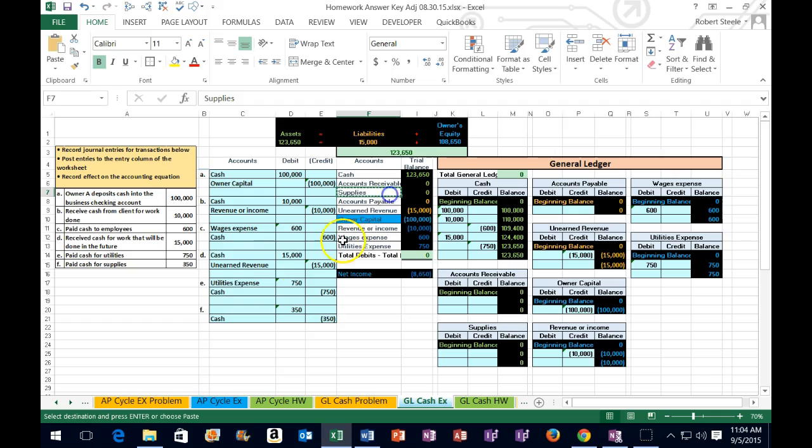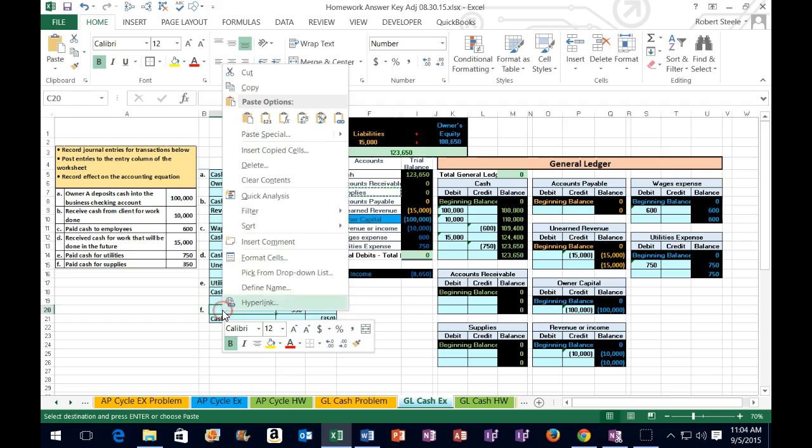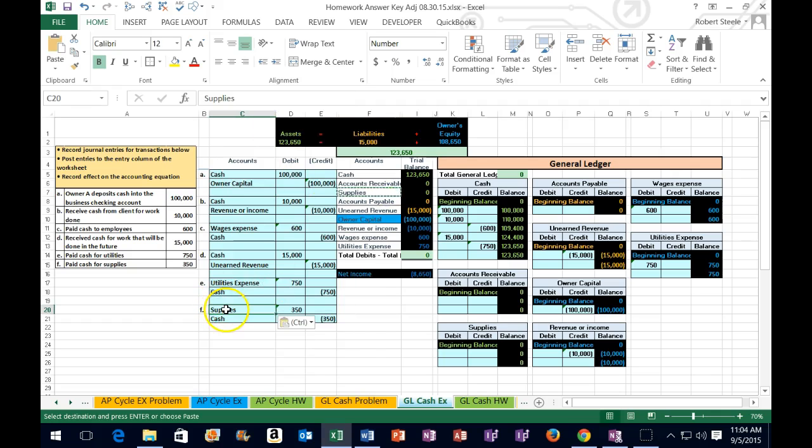So I'm going to copy this. I'm going to paste it 1, 2, 3 in C20. And then we're going to post this general journal to the general ledger, starting with supplies, which is an asset. So cash is an asset, receivables an asset, supplies an asset. In the debit column there on K25, equals, then point to this 350. Then when we hit enter, this should go up to 350. That records the supplies there, and so that's coming from here.